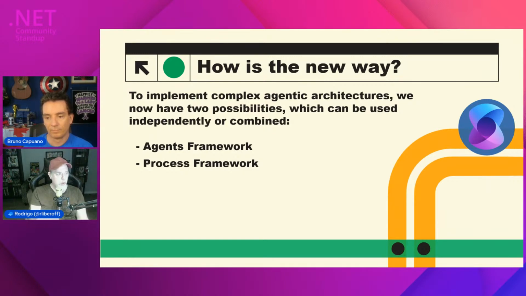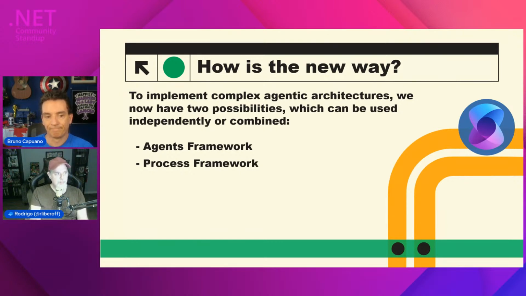So the agents framework is a framework inside Semantic Kernel that is going to allow us to create these agents, to create these entities, and to control the communication between these entities. And as you are going to see in the demo in a few minutes, this communication is controlled with a prompt. We do not need to create specific code to control this interaction between the agents.